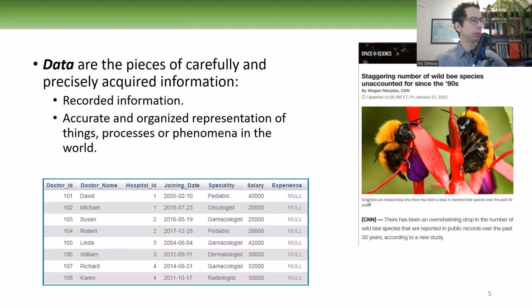Let's now talk about data. Data are pieces of carefully and precisely acquired information. I like to define data as recorded information. It is the accurate and organized representation of the things, processes, or phenomena in the world that we may be concerned with. And often data are going to be presented or structured in this kind of two-dimensional format of rows. We'll keep talking about this for a while in the beginning. Rows of records and columns of variables or attributes.